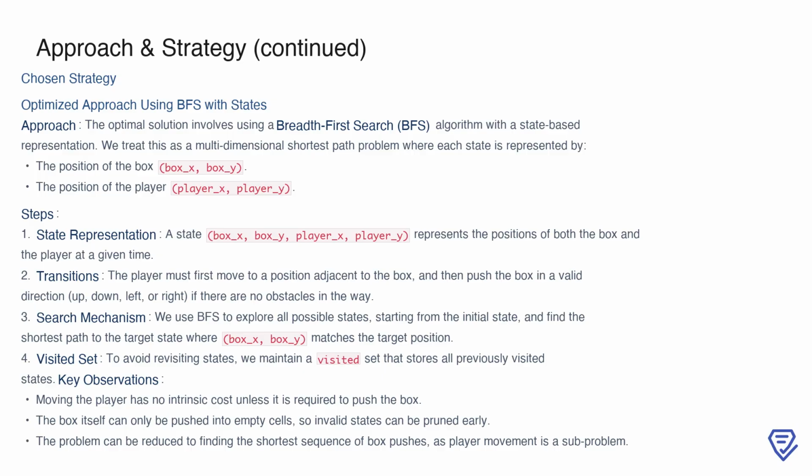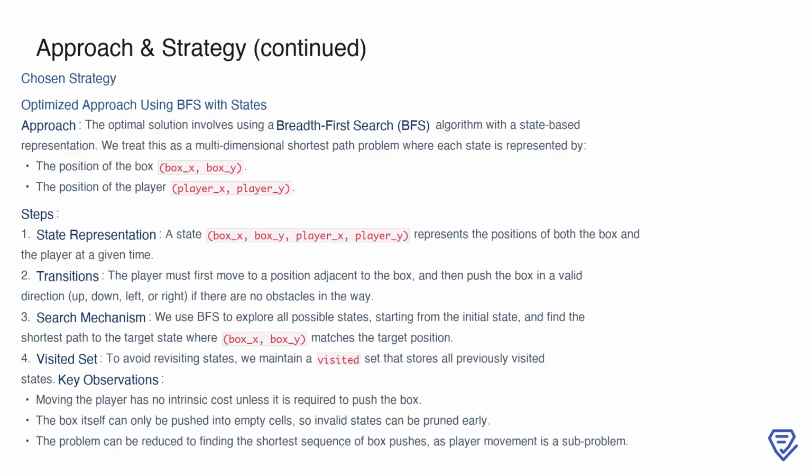From there, if the path is clear of obstacles, they can push the box in one of 4 directions: up, down, left, or right. The BFS algorithm is used to systematically explore all possible states, starting from the initial configuration and searching for the shortest path that leads to the target state, where the box's position matches the target. To ensure efficiency, we use a visited set to store all previously explored states, preventing redundant computations.